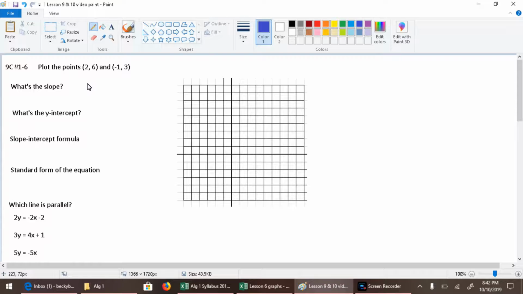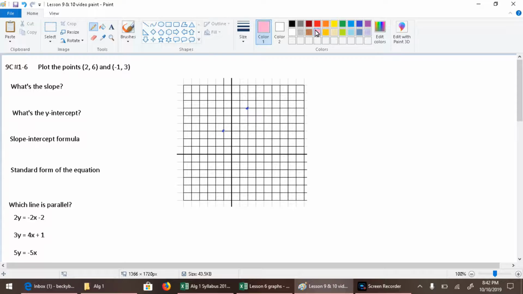On homework 9C, numbers 1 through 6, it says, plot the points (2, 6) and (-1, 3). So 2, then 1, 2, 3, 4, 5, 6, and (-1, 3). Alright, what is the slope?